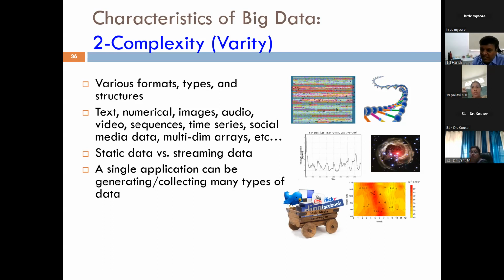Then you have social media data, the data that is generated through the social networks. Then you have multi-dimensional data, which we have already discussed. Next, we are supposed to look at a very interesting difference between two types of data: static data versus streaming data. What is static data? The data which is already acquired and stored, and you don't expect any changes in that data as time progresses. That is called static data.